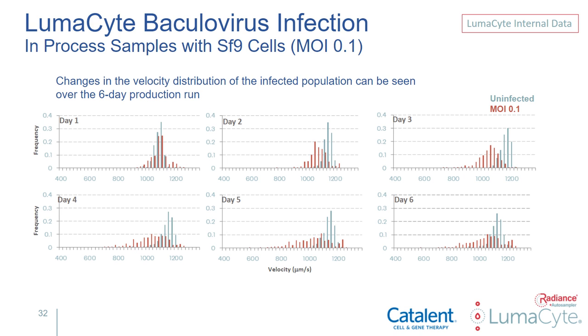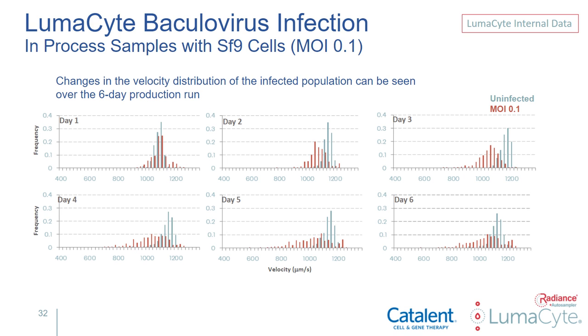And as the next step, we would then use such a calibration curve to predict the unknowns in a real production setting or in a real process development setting. And that is shown here using LumaCyte's internal data, where the in-process samples of SF9 cells, which were infected at an MOI of 0.1, were tracked over a 6-day culture.